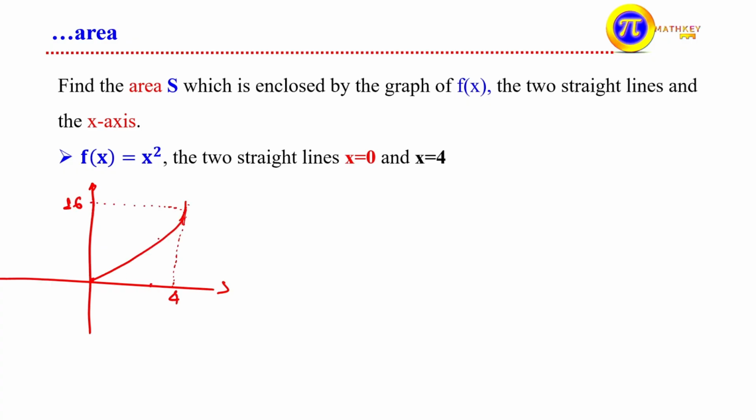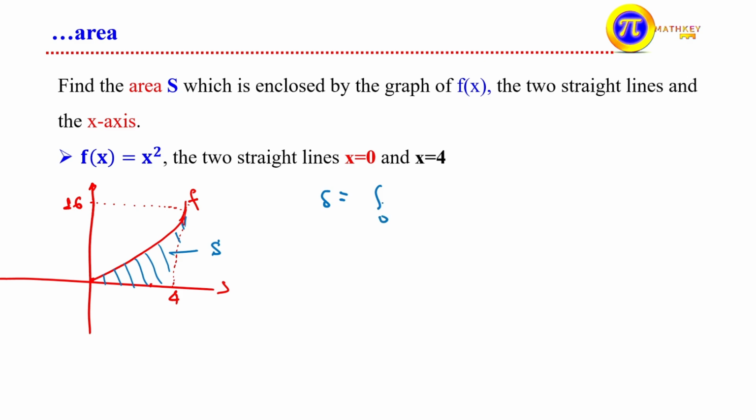So ይሄ ከሆነ ምን ይሆናል ማለት ነው? We want to find the area of the region between the graph of f of x and the two straight lines, that means the straight lines x equals 0 and x equals 4, and the x-axis. This is the region we want. ስለዚህ above x axis ስለሆነ ፈንክሽናችን ምን እናደርጋለን? The area looks like this one.